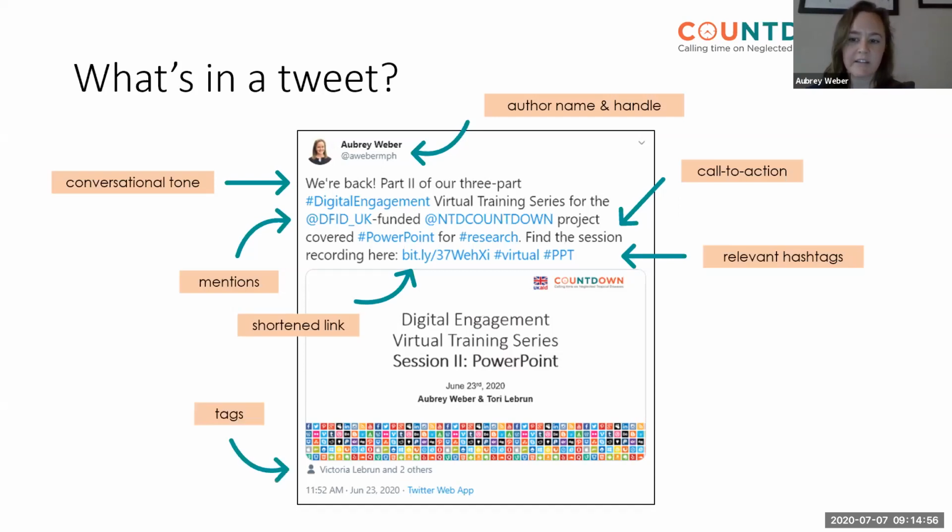Next, we have tags. You'll see I tagged my fellow presenter, Tori, in this tweet. A really common question is, what is the difference between a mention, like DFID and Countdown above, and a tag? A tag is used when you include a photo and you either want to identify someone in that photo or you want to draw someone's attention to the tweet that you have posted. Sometimes these are used interchangeably, which is okay, but it's nice to be aware of the subtle differences.